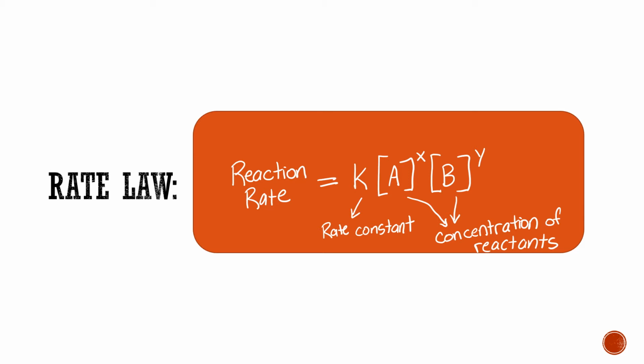And we've got the two reactants. We've got reactant A and reactant B. And then finally, this X and Y are experimentally determined. These are called our reactant orders. And we can't predict the reactant orders just from looking at the equation or looking at the chemical formulae. They are experimentally determined.